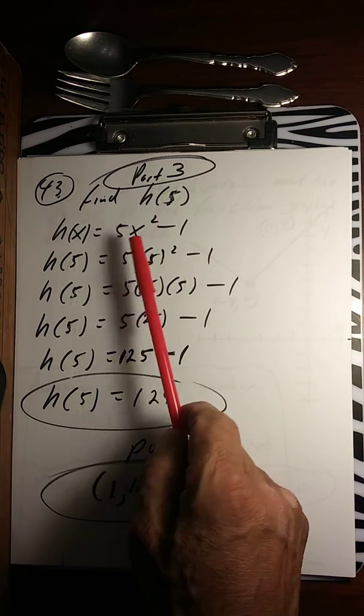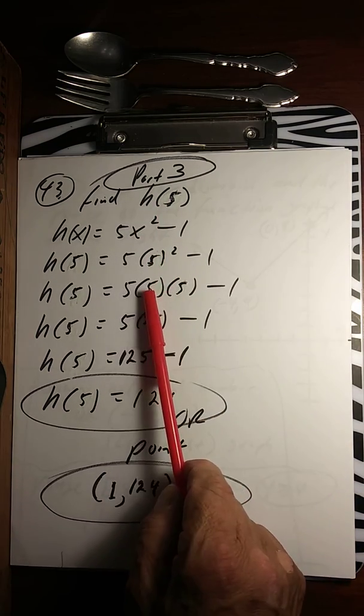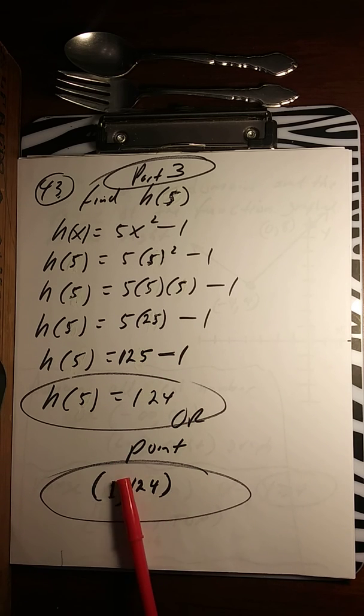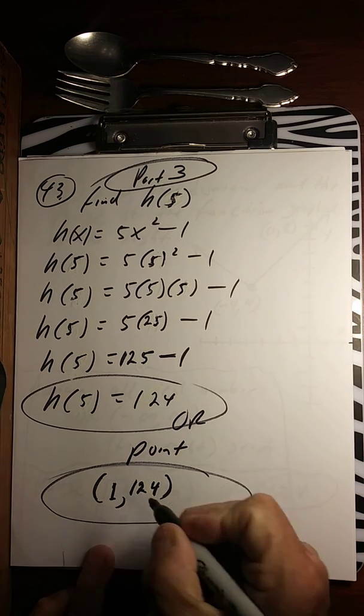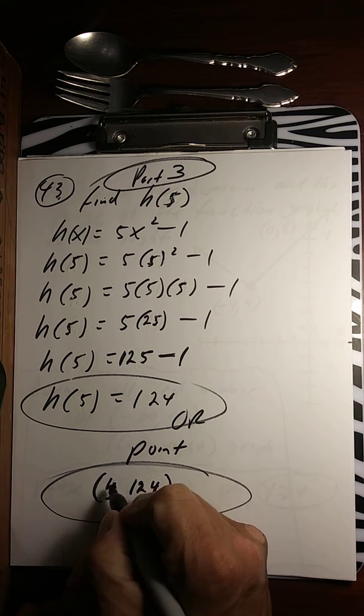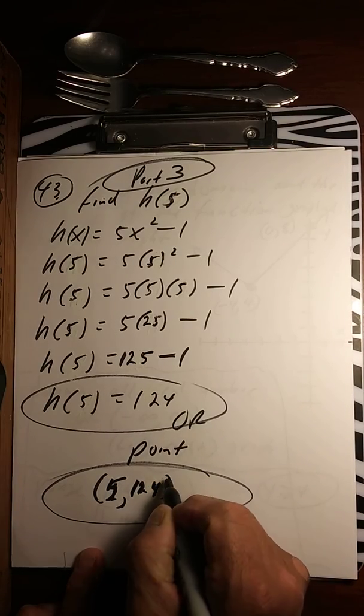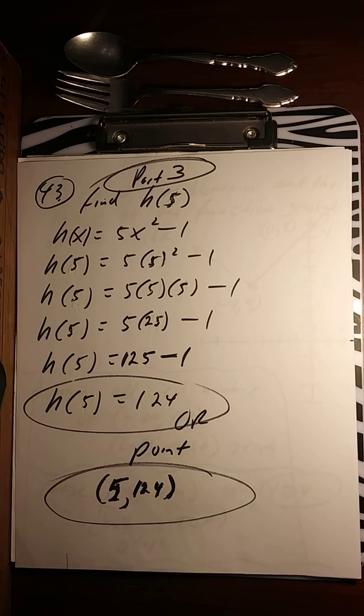h of 5. So 5 in there. 5 times 5 is 25. Times that is 125. Minus that is going to be 124. Let's correct this. It's going to be 5, comma 124. There it is. 5, comma 124. Got it.